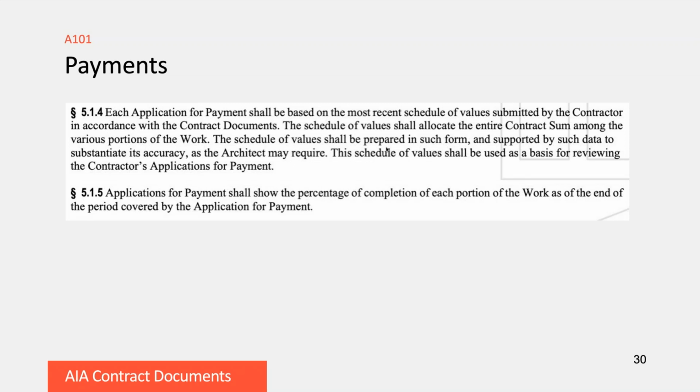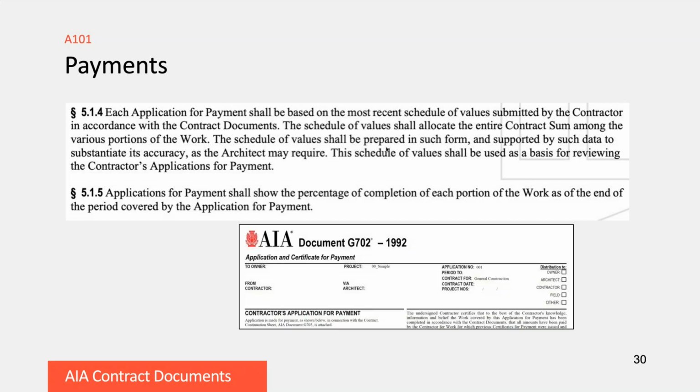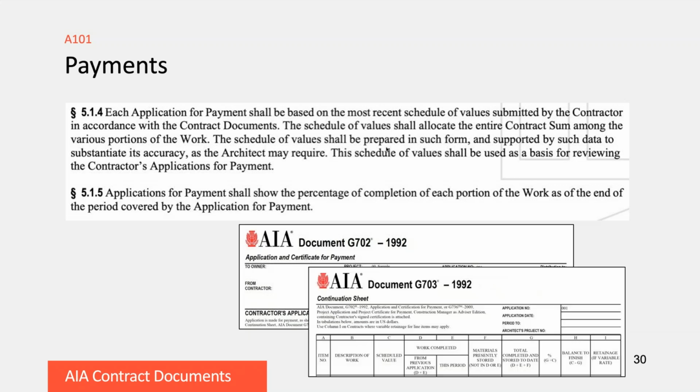Related to the payments, the contractor is going to be submitting their application for payment, and that is another AIA document. It's AIA document G702. It's actually a dual purpose document. It begins as an application for payment, and then once it's signed by the architect, it becomes a certificate for payment. And then there's another document that goes with it as backup pages. It's the G703, and this document constitutes the schedule of values.